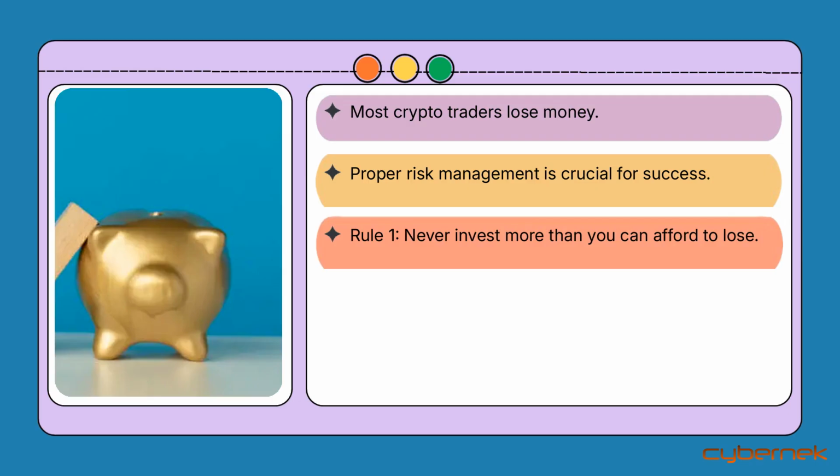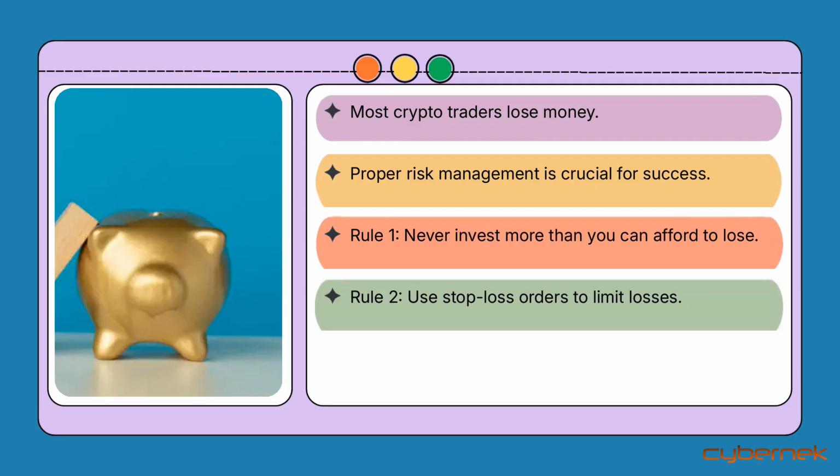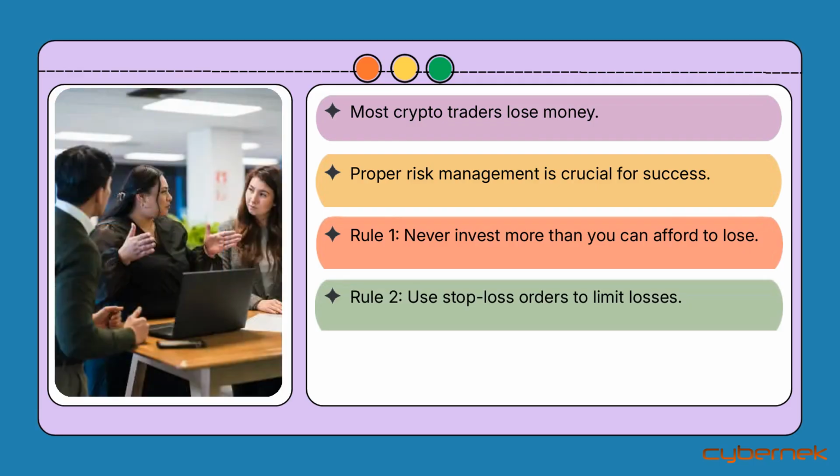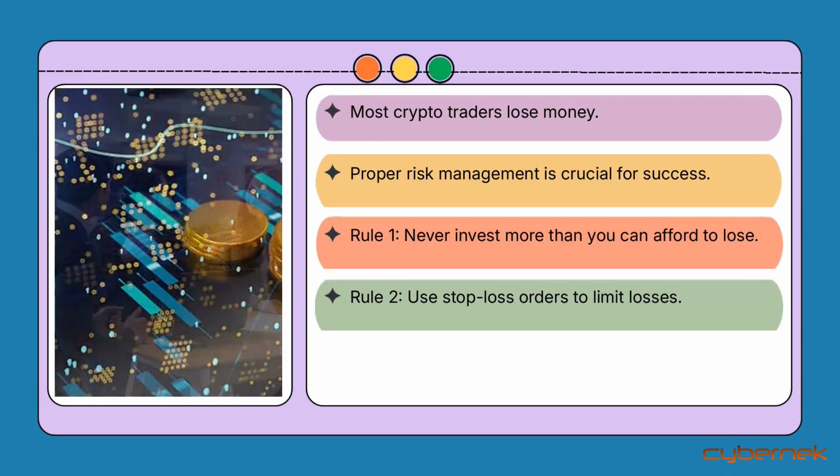These are orders that automatically sell your position if the price moves against you by a certain amount. Yeah, it might feel bad to take a small loss, but it's better than taking a huge loss. Third rule, don't put all your eggs in one basket. Diversify your trades across different cryptocurrencies and different types of trades. If one goes bad, the others might offset the losses.